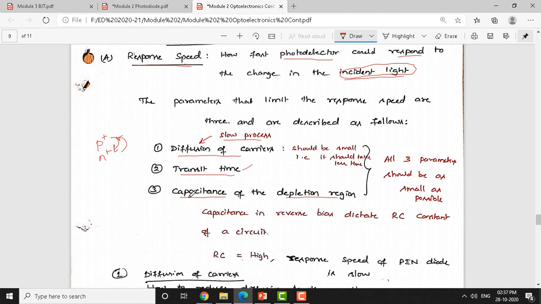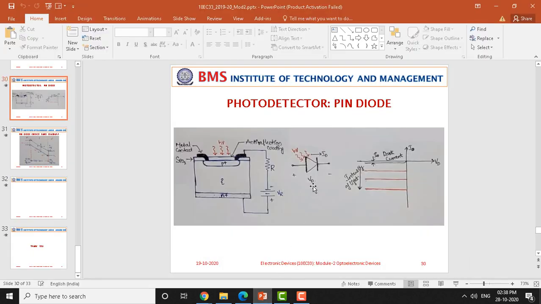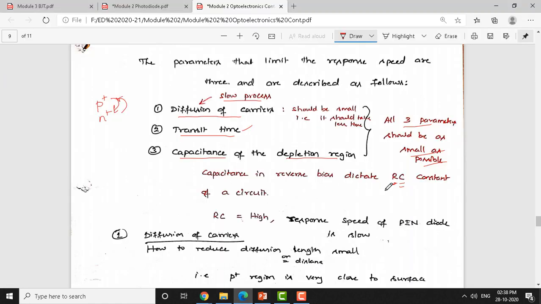Now, this capacitance, the capacitance in the depletion region here, also plays a very important role. What do we expect to improve the response speed? All these three parameters should be as small as possible: diffusion of carriers, transit time and capacitance. Here, capacitance means the reverse bias capacitance, which dictates the RC time constant. I showed you where exactly the capacitance is, and R is nothing but the external resistance that we have shown here. You can see this is R, and C is here within the pin diode. So, these two dictate the RC time constant.